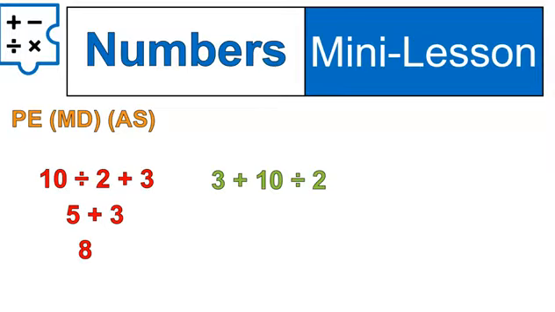Because we always do division before we do addition. So if you look at that, I'd be doing 10 divided by 2, which gives me 5, and then 3 plus 5, which gives me 8. Notice in these questions, the answer is exactly the same, 8, because we did the operations in the same order.